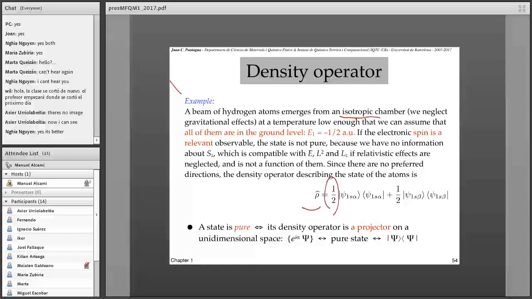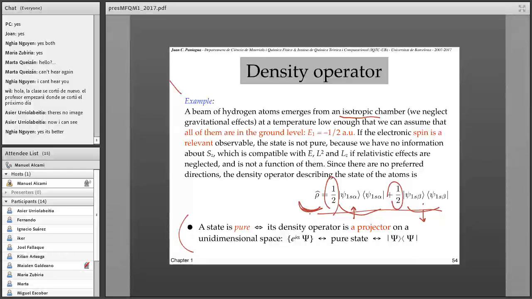We have the probability of obtaining the positive spin Z component and the probability of obtaining the negative component. Since the spatial part of the state is always the 1s, because we know it's in the ground state, the density operator describing those atoms is a sum of two projectors. Okay?